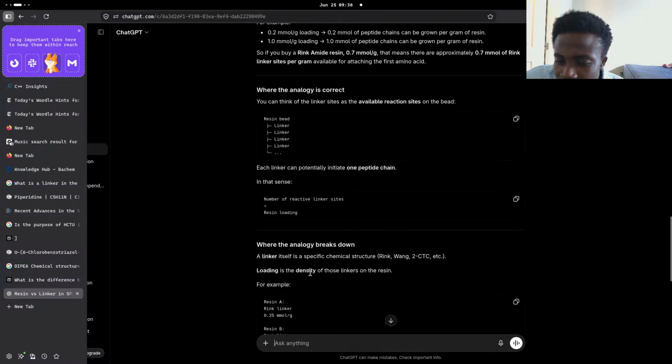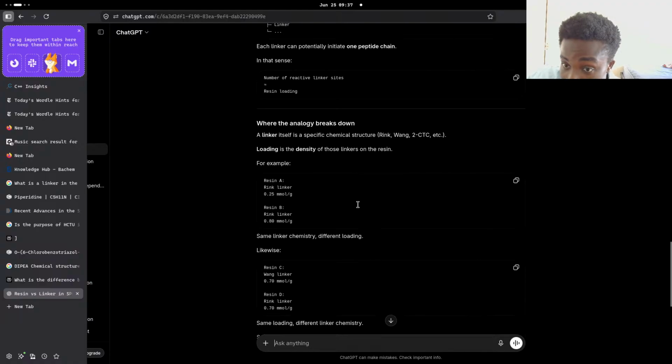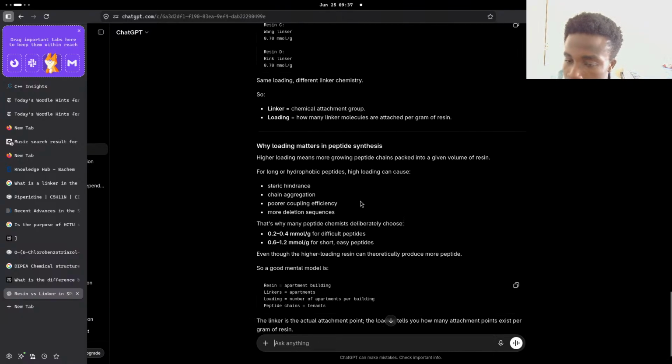Alright, but the analogy breaks down. The linker itself is a specific chemical structure. Okay, boom, ring, whatever. The loading is the density of those linkers on the resin. Yeah, alright, cool.